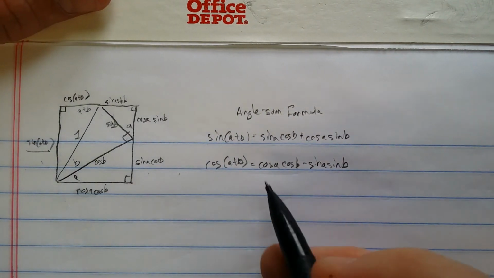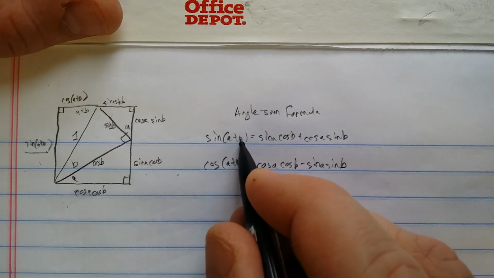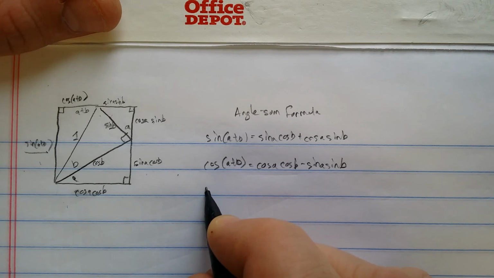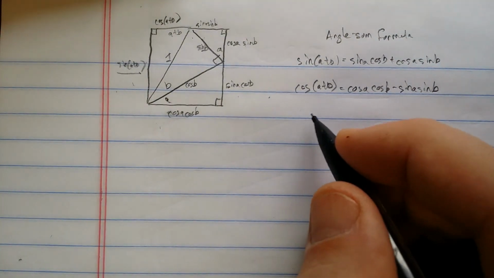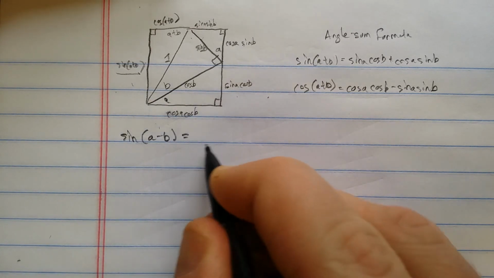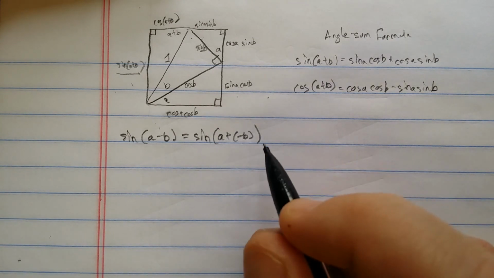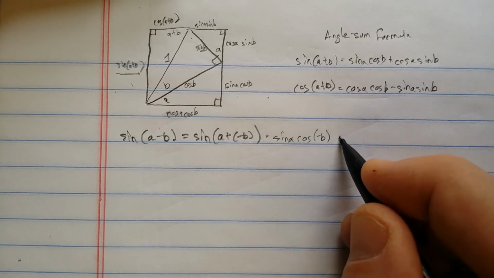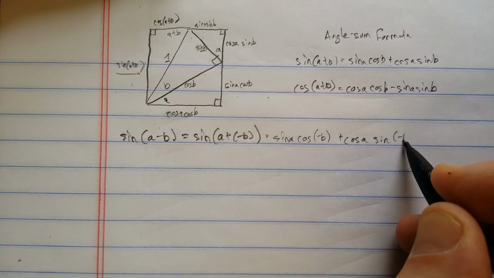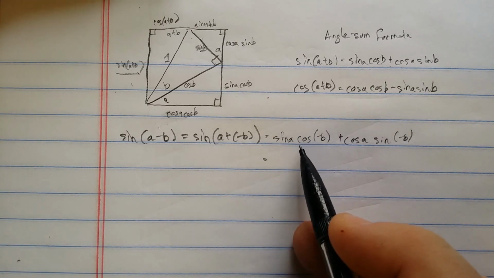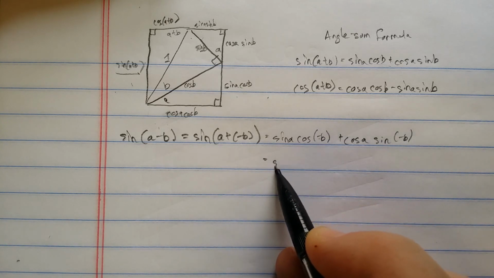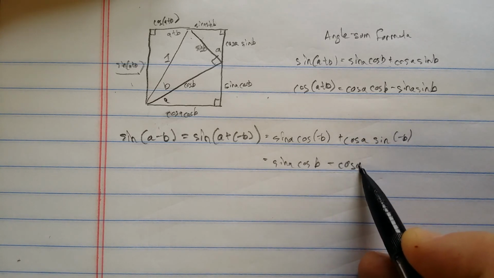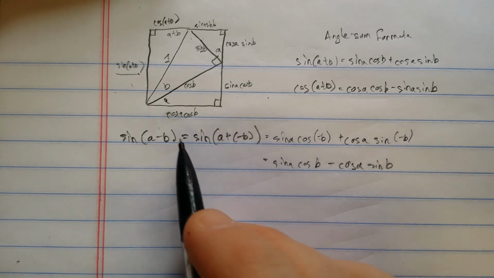Okay. To get the angle difference formulas, what we do is we make B to be negative in both of these. Now that we have those, we can do sine of A minus B can be written as the sine of A plus negative B. Okay, and then apply that formula. It'll be the sine of the first thing, cosine of the second thing, cosine of the first thing, sine of the second thing. Alright, and now we use the fact that cosine is an even function, so that's the same as this. Sine is an odd function, so the negative will come out. So this is the difference formula for sine.